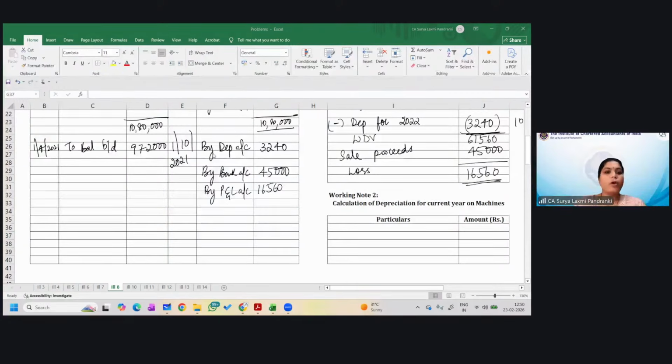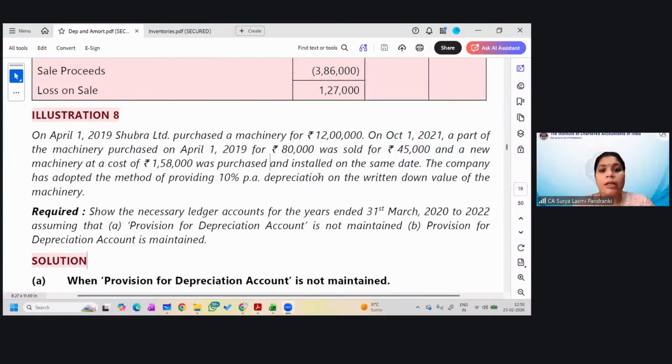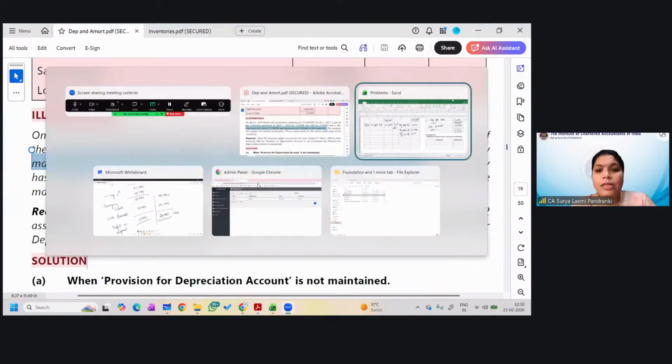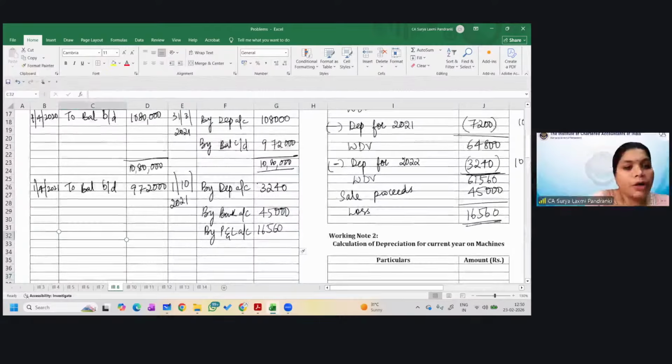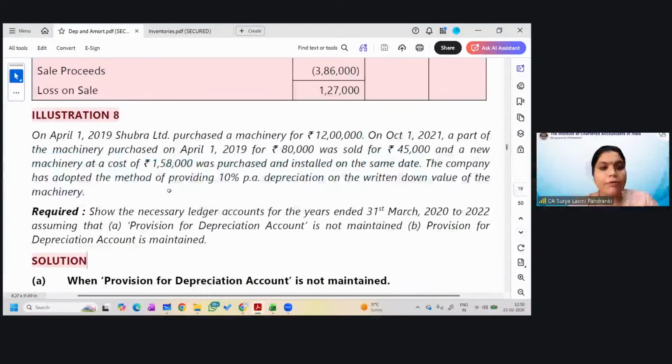We have sold a machinery. We got some value of disposal and all that. Now, on the same date, they told something else also happened. What is that? They told that on the same day, you purchased one more machinery, which is costing 1,58,000, right? So this has to be recorded, which is on 1/10/2021 to bank account. What is the new cost of the machinery? 1,58,000.